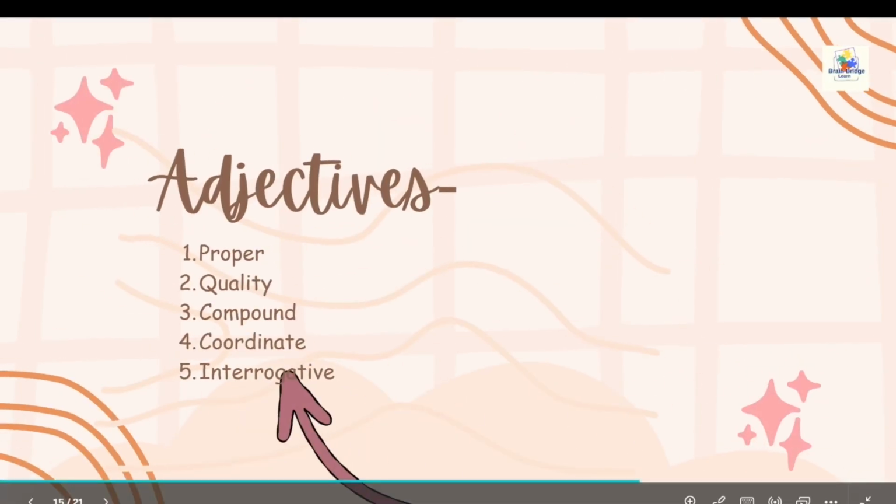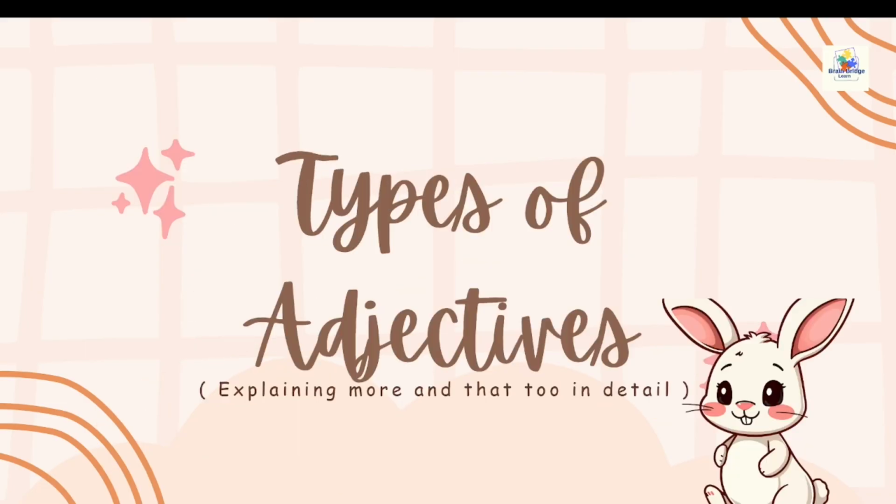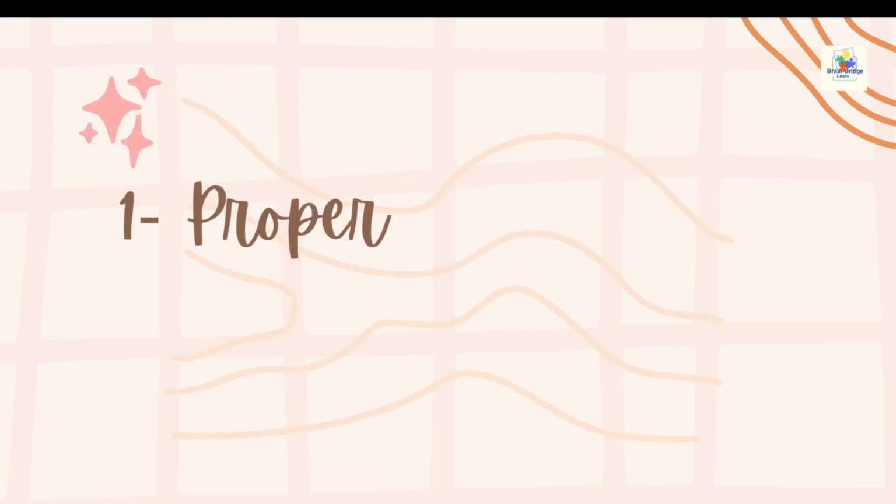Let's move further. So here we have kinds of adjectives, because these are types of adjectives, not adjectives. These types are proper, quality, compound, coordinative and interrogative. Some of these we have already learned in the previous one, but we will learn two more, which are compound and coordinative. Let's move on.